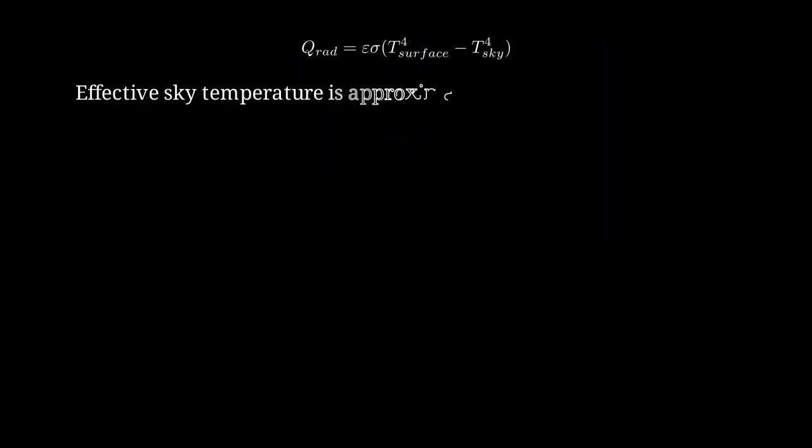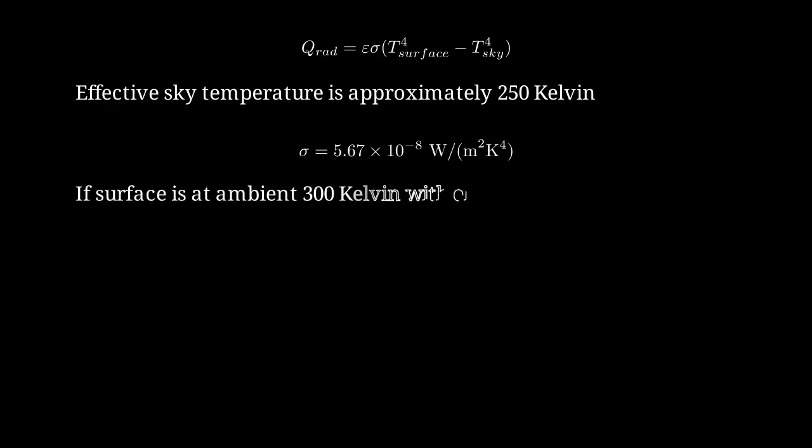For clear sky conditions, the effective sky temperature in the atmospheric window is approximately 250 Kelvin, much colder than the ambient 300 Kelvin. The Stefan-Boltzmann constant is 5.67 times 10 to the negative 8 watts per square meter Kelvin to the fourth power. Let's assume our surface is at ambient temperature, 300 Kelvin, and has emissivity 0.95 in the atmospheric window.